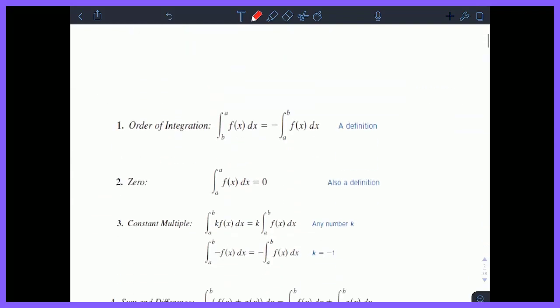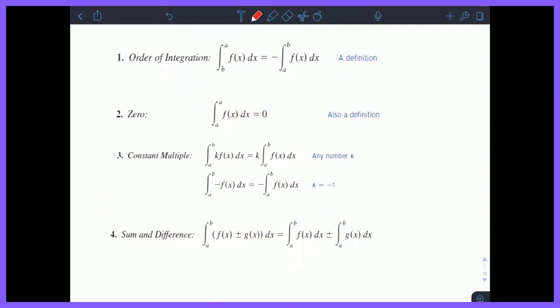Let's jump in. Number one, a couple of quick rules. Order of integration: if you integrate from b to a of f of x dx and you switch that from a to b, so your bounds switch, you have to factor a negative out of the integral. All right, that's just the definition. Number two, if you integrate from one number to that exact same number, the answer is always 0. No area has accumulated from one number to that same number.